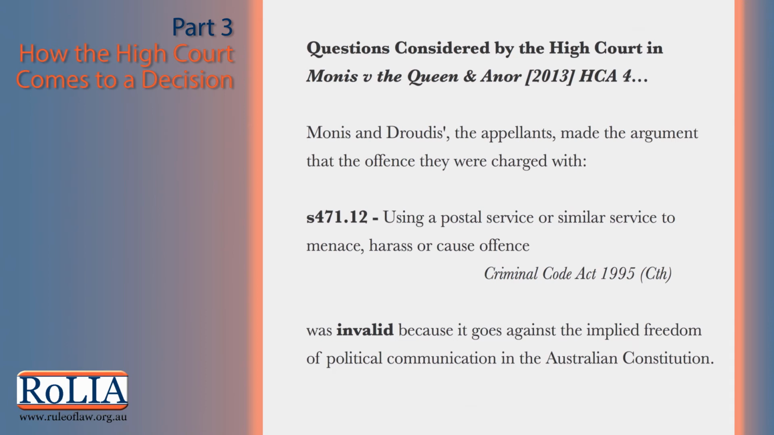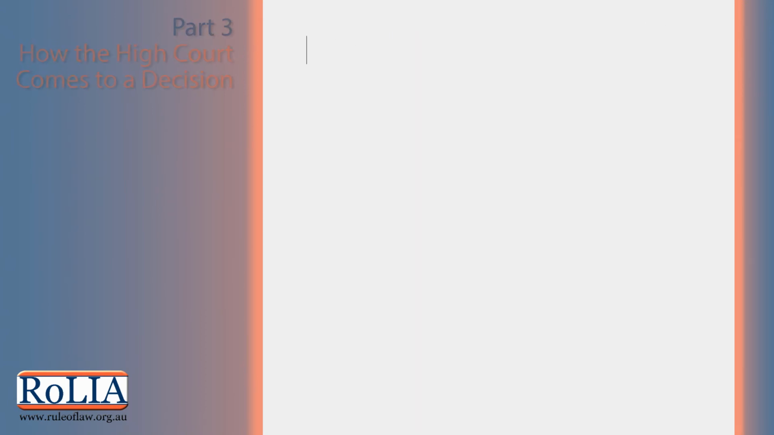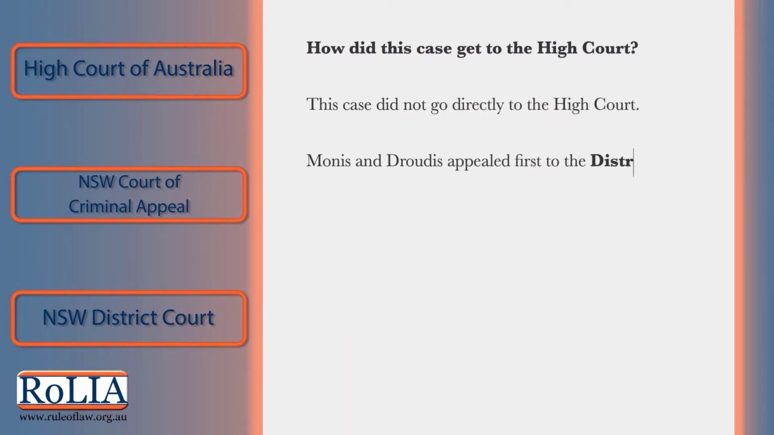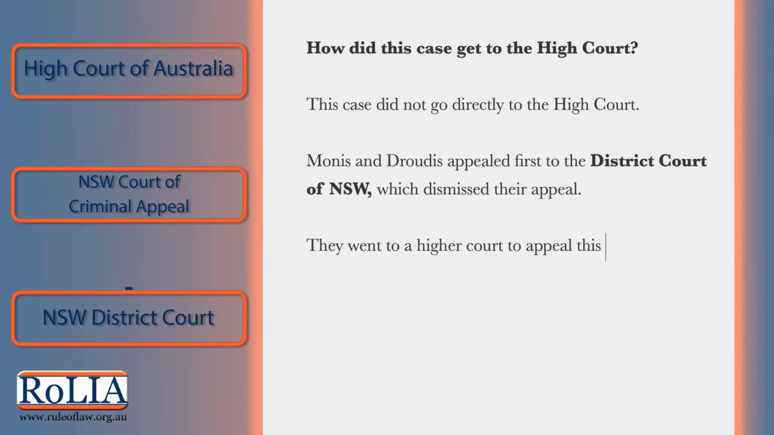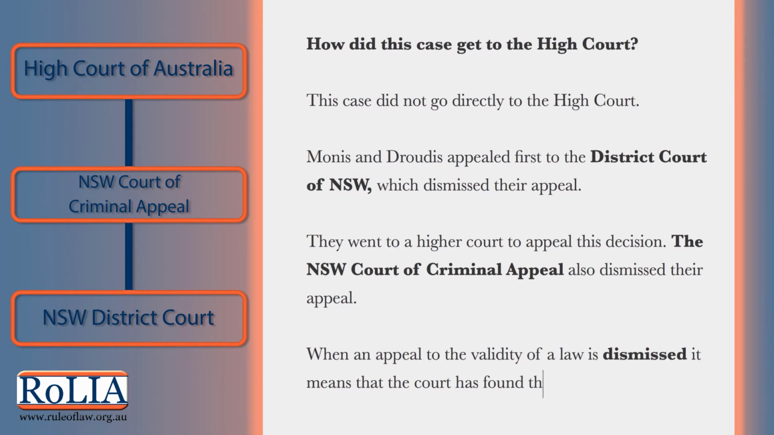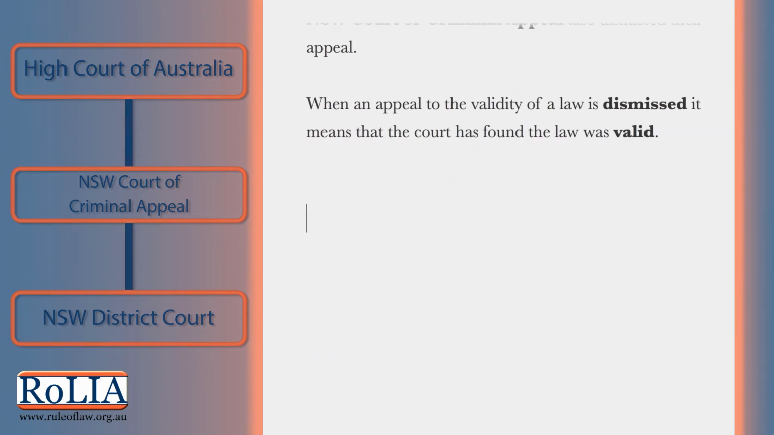This case did not go directly to the High Court. It started in the District Court of New South Wales, where Monis and Droudis were originally charged with the criminal offence. They first appealed against the offence in the District Court. Their appeal was dismissed. They went to the higher court in New South Wales to appeal this decision, the New South Wales Court of Criminal Appeal, which also dismissed their case.